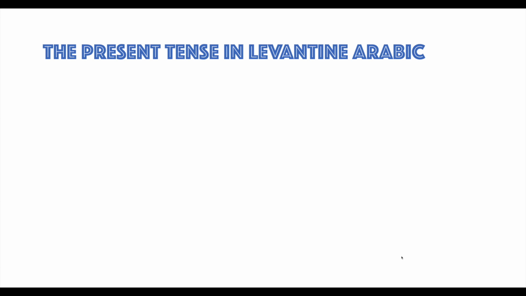In this session we'll be talking about the present tense, and hopefully I'll give you a clearer guide to the present tense in Levantine Arabic. Here we have to understand that in Levantine Arabic we've got three main, most commonly used present tenses.